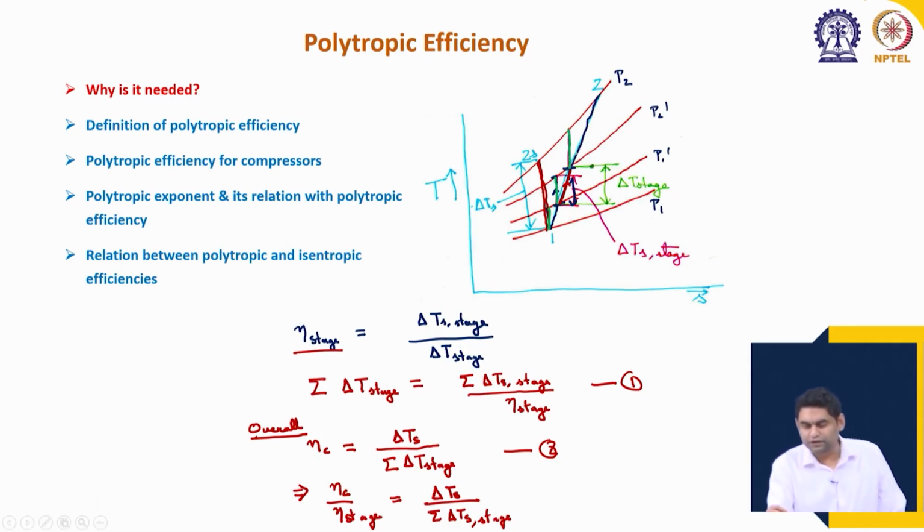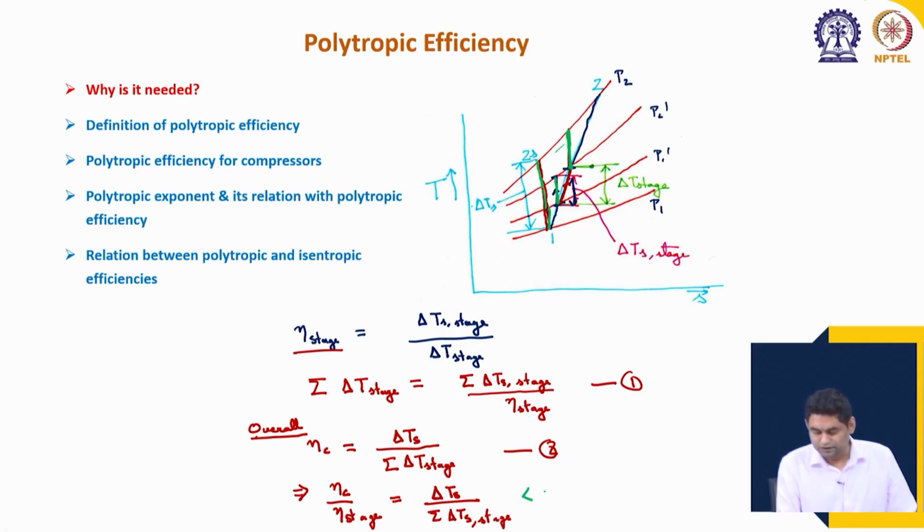Now, as we can see, the constant pressure lines diverge towards increasing entropy, or at higher temperature we have more gap between two constant pressure lines. So, the length of this line, for example, is higher as compared to the length of this line. Similarly, this is longer than this. So, in this expression, delta T s stage, the summation of this is greater than delta T s.